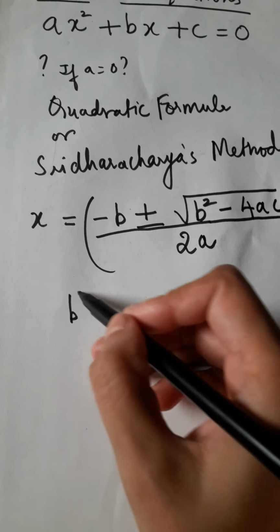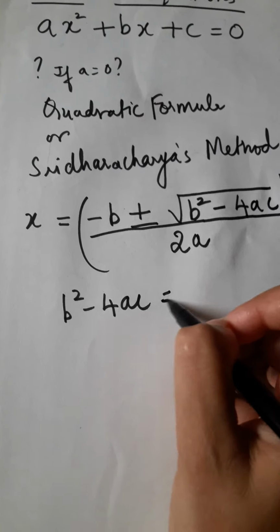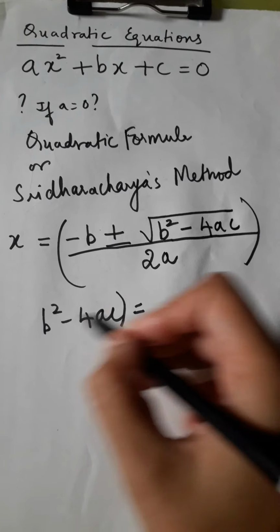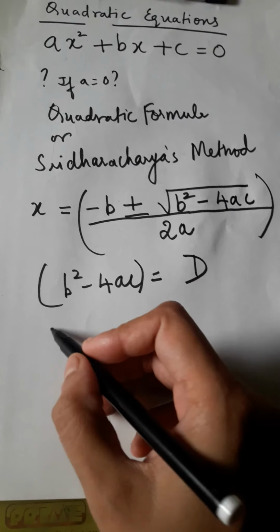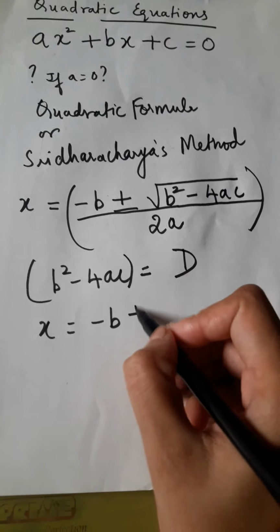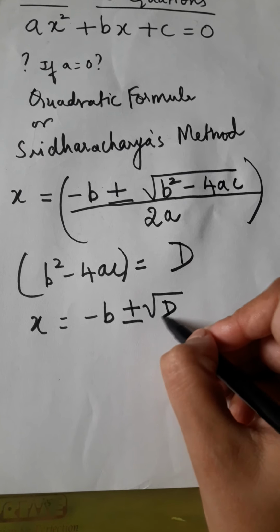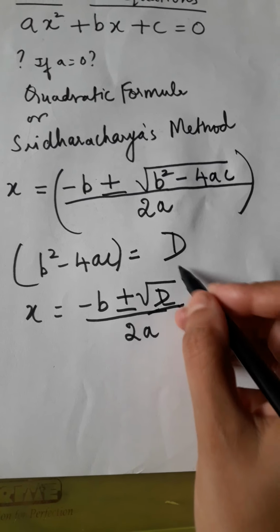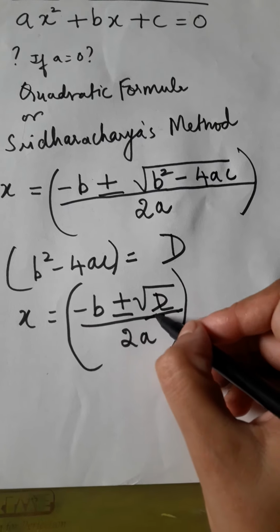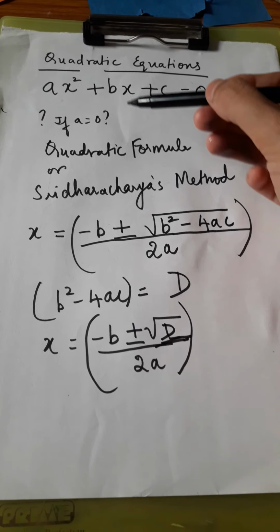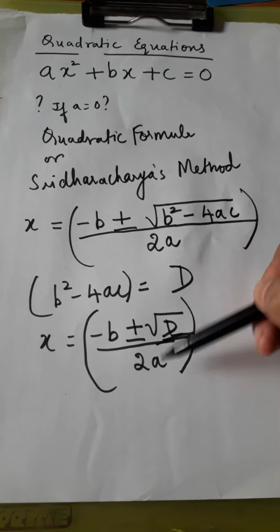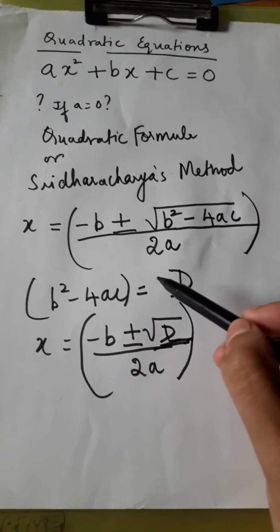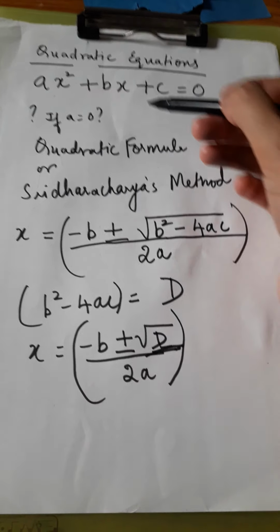Now just look at this value, b square minus 4ac. We'll talk about it much later again in my next few videos, but right now this is called the discriminant, D. So I would rewrite this as minus b plus or minus root of D by 2a. So this b is from here, and a is from here, and D is nothing but the discriminant, that is, it's equal to b square minus 4ac, and the c is from here.